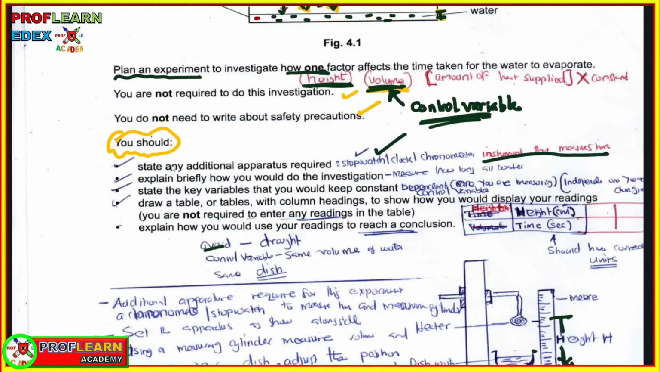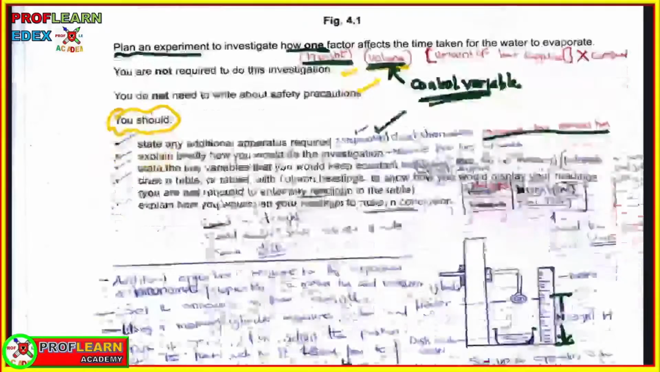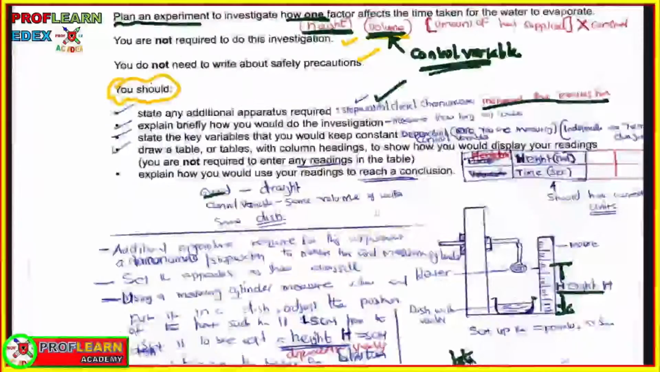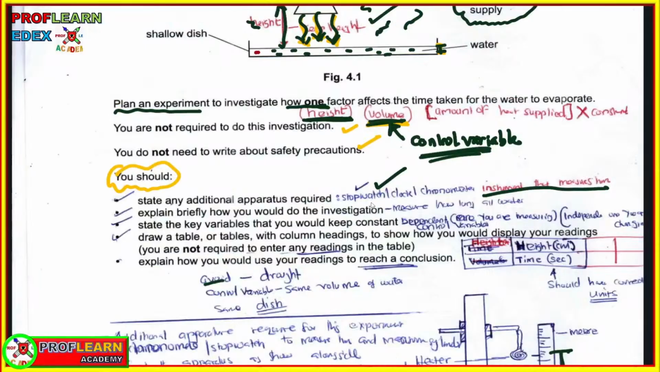You are supposed to state additional apparatus required. For this case, because I'm going to set up an experiment like this one here, where I'm varying the position of the heater, and I'm going to time how long it takes the water to evaporate from different heights, I need a stopwatch or a stop clock, or a chronometer. Of course, a chronometer is an instrument that is used to measure time.